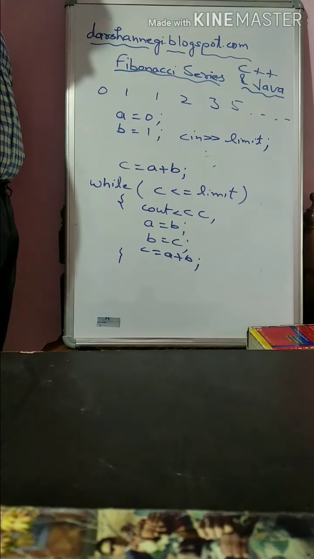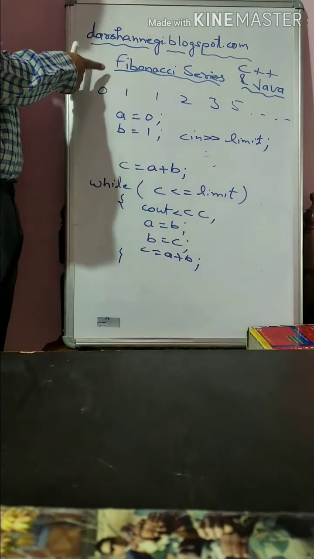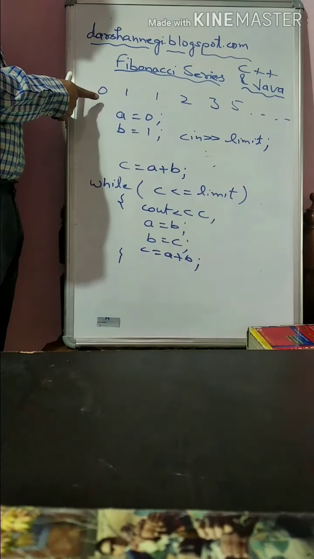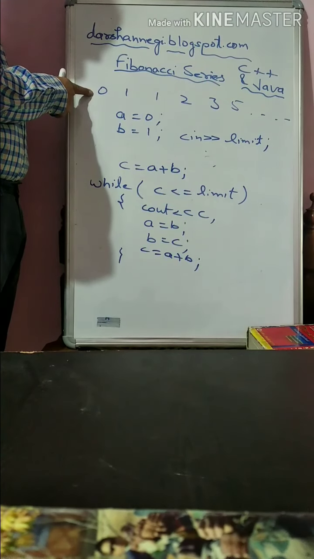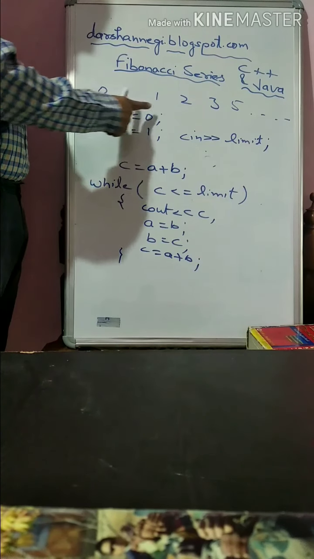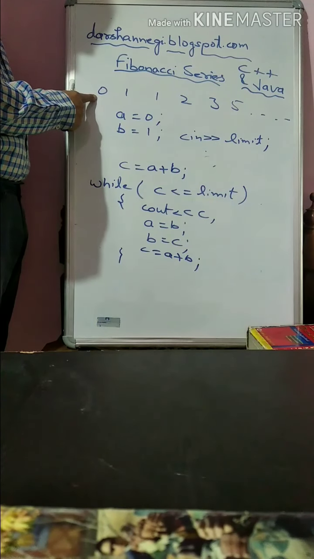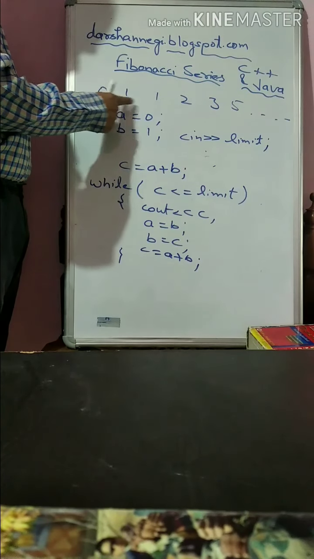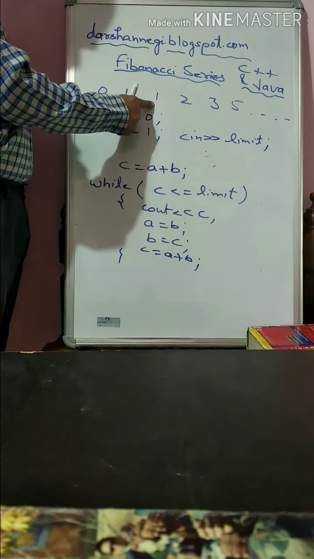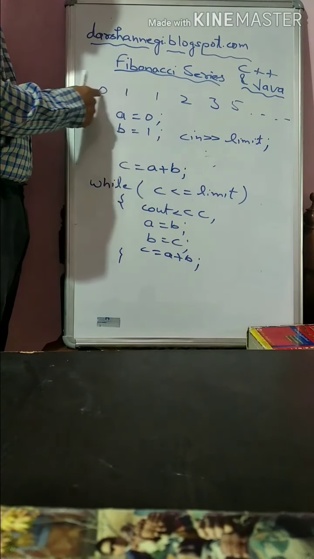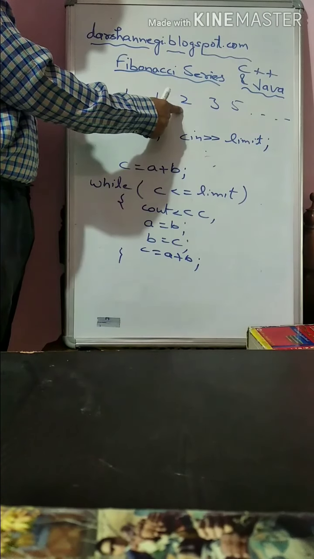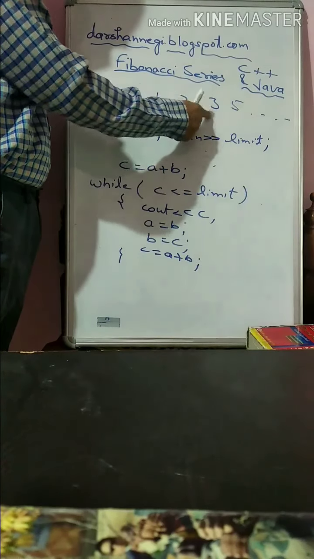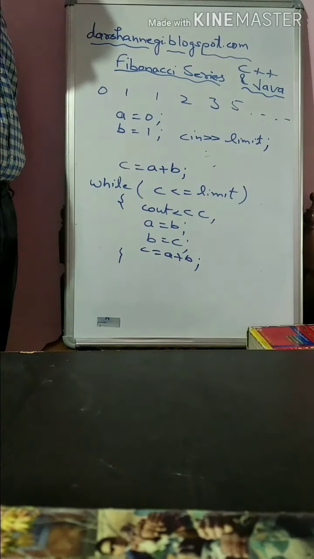So friends, let's start the problem. Friends, the problem which I have taken is Fibonacci series, as I told you. The Fibonacci series is like this. As you can see, in Fibonacci series, the third number is the sum of previous two numbers. As you can see, the initial two numbers which I have taken are 0 and 1. So when I sum these two, I get 1. That is, 1 is the sum of previous two numbers. Then this another number is the sum of previous two numbers. 1 plus 1 is 2, then 1 plus 2 is 3, then 2 plus 3 is 5, and so on. So this is Fibonacci series.